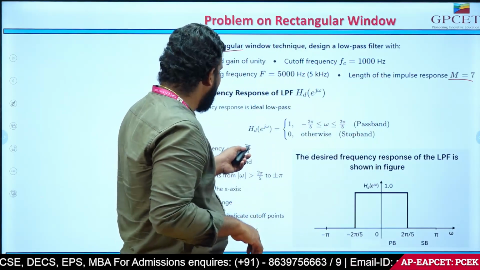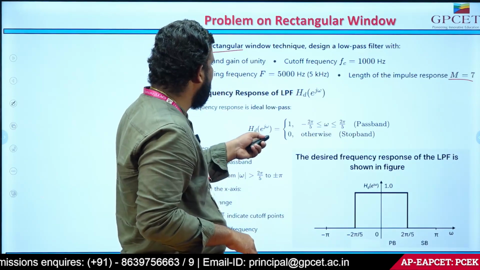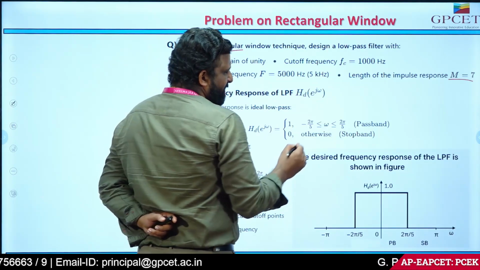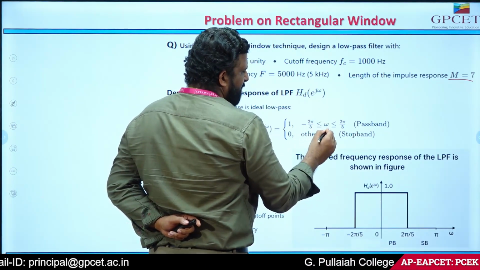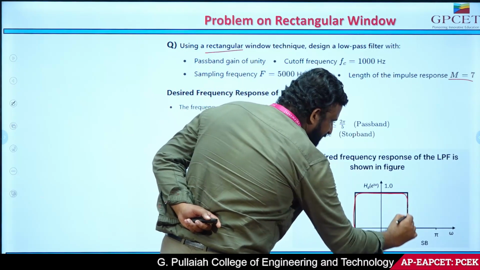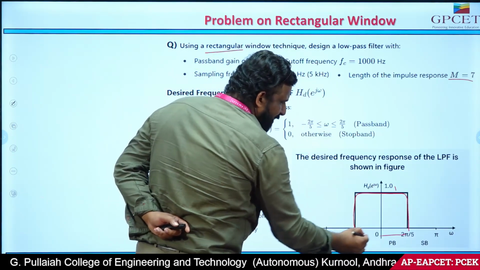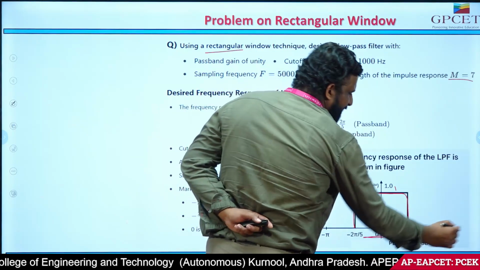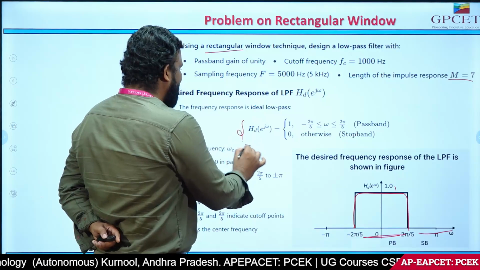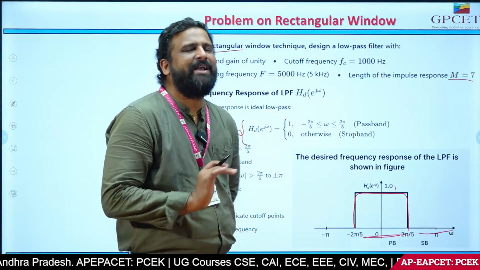So with this, if we draw the desired frequency response of that low pass filter, see here what he told: HD of e power j omega is equal to 1 within the range minus 2 pi by 5 less than or equal to omega less than or equal to 2 pi by 5. So within this region, the value will be equal to 1, and the remaining value will be equal to 0. So this region we can call the passband region, and the remaining region which contains 0 is said to be the stop band region. So this is the condition he has given, and we have to design the low pass filter by using the rectangular window.